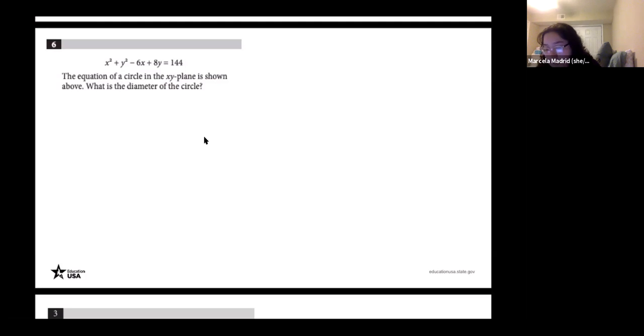So for this one, the equation of a circle in the XY plane is shown above. What is the diameter of the circle? So the first thing you want to do is you are going to complete the square. Your end product of that would just be (x minus 3) squared plus (y) squared.